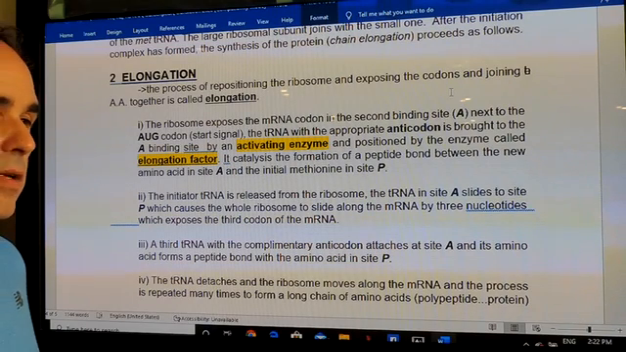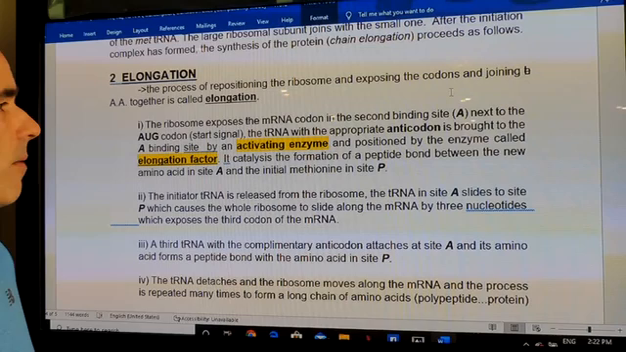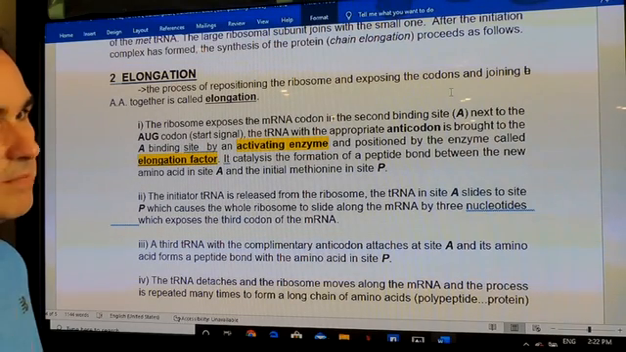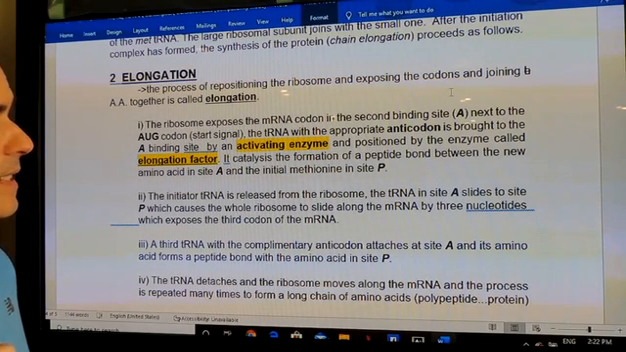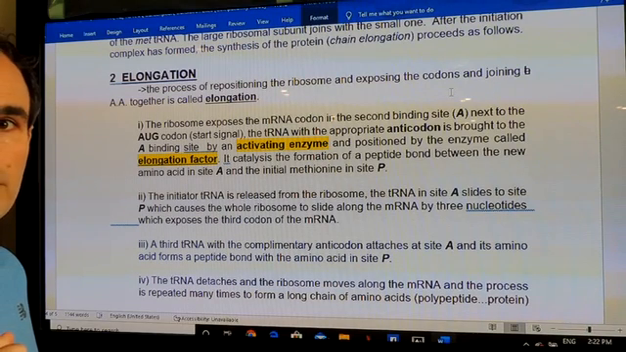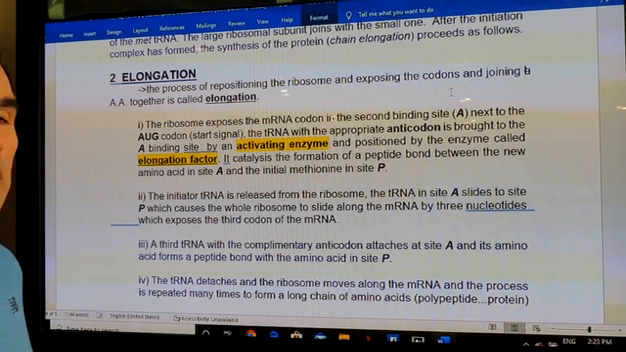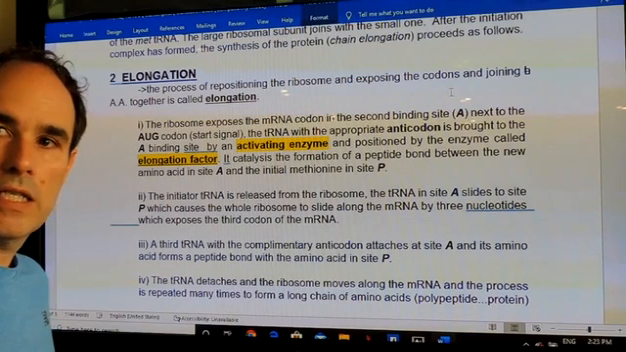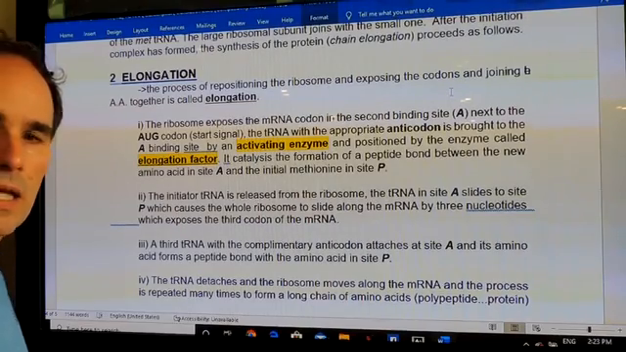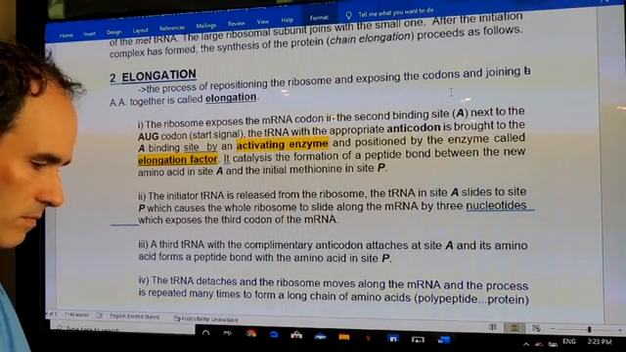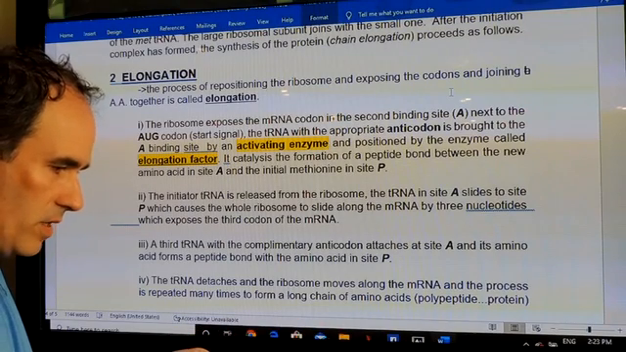And the tRNA with the appropriate anticodon is brought in by activating enzymes and positioned by the enzyme called elongating factor. Didn't mention the elongating factor with the diagram, but there it is. It catalyzes the formation of the peptide bond between the new amino acid at site A and the initial one that was at site P. The initiator tRNA is released from the ribosome. The tRNA on site A slides to site P, which causes the whole ribosome to slide along. So our ribosome moves by 3 nucleotides.